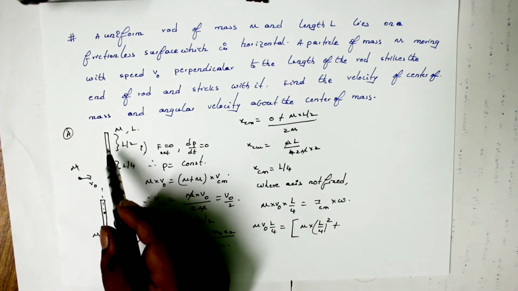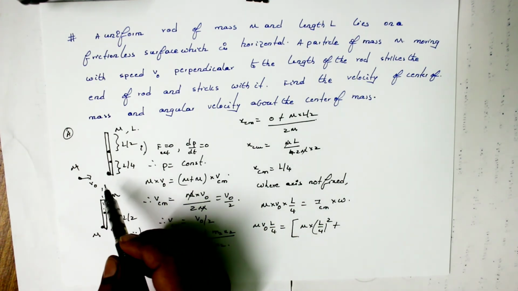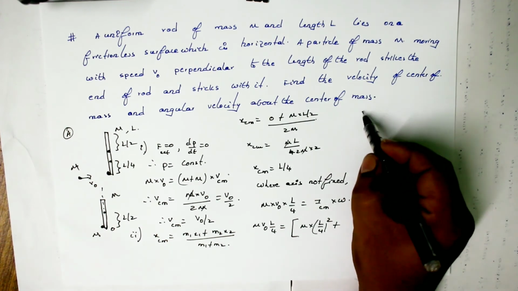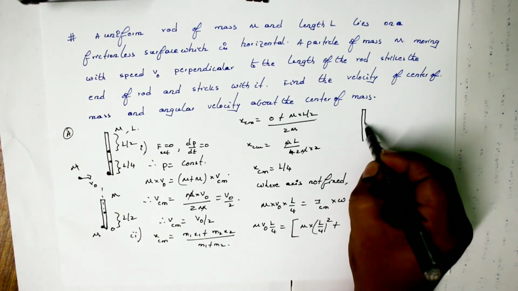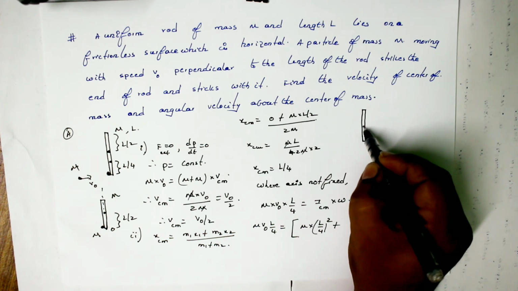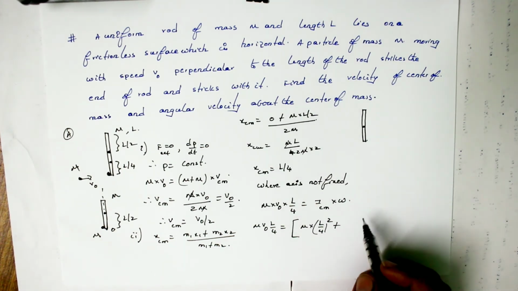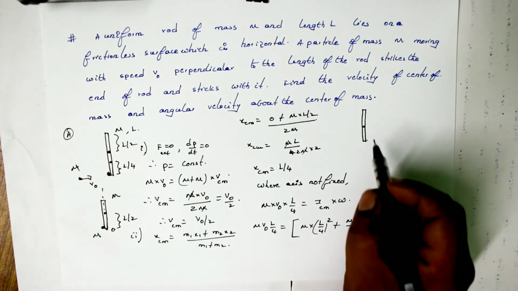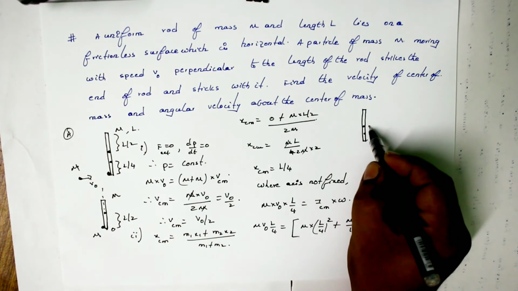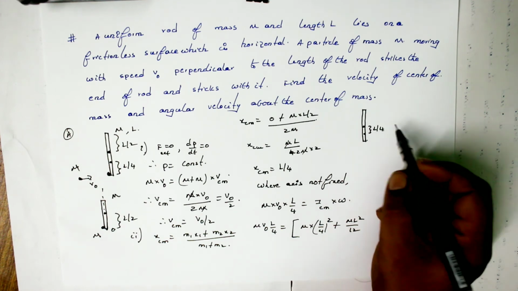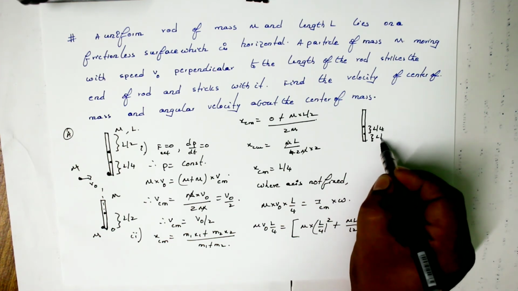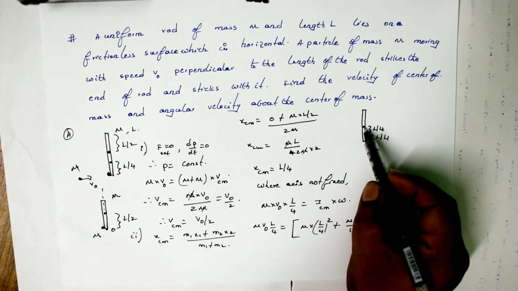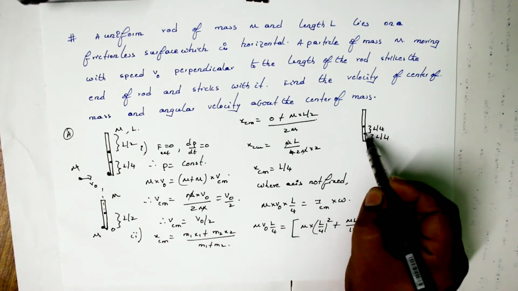Now for the moment of inertia of the rod, I will use the parallel axis theorem, because for the rod around its center of mass, we know moment of inertia is mL square by 12. But we want the axis here, which is at a distance of L by 4. If this distance is L by 4, then this distance is also L by 4. Now I want the moment of inertia of the rod around this axis, which is the center of mass.